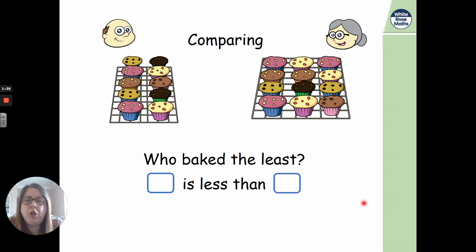Now we've got Grandad and Grandma, and we want to know who has baked the least. So you need to count how many buns are here and how many buns are here, and you need to tell me this in the sentence. So this number, whichever it is, is less than the other number. So how many has Grandad made? How many has Grandma made? And who has baked the least? So pause the video and have a go at that.